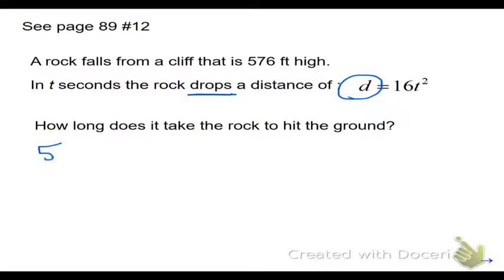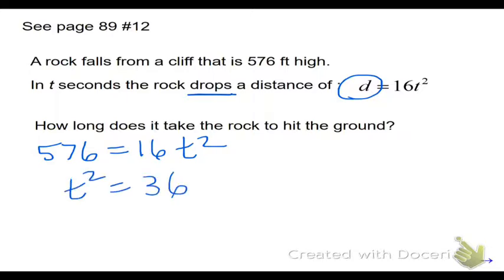So we have 576 feet it traveled, and we want to know how long it took. So divide by 16 on both sides. When you divide by 16 on both sides, you get t squared is 36, so t is 6. Can't have a negative time. So how long does it take the rock to hit the ground? 6 seconds. Okay?